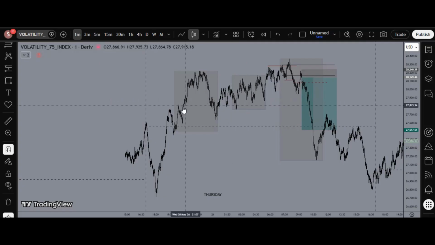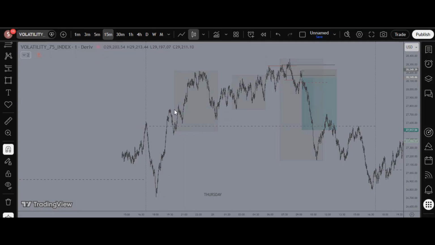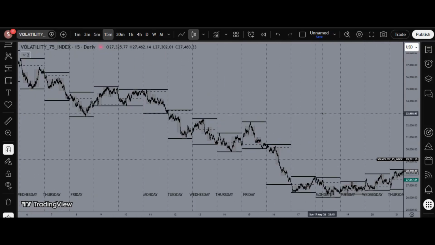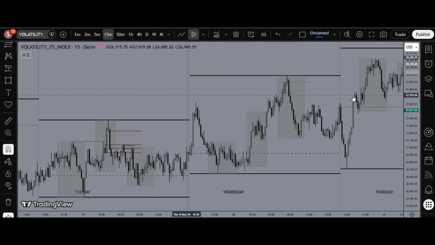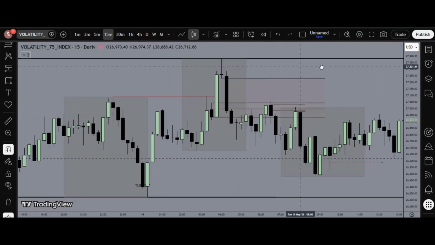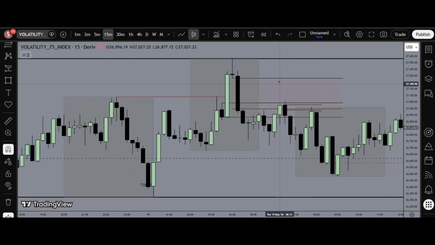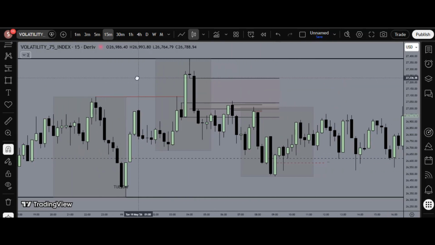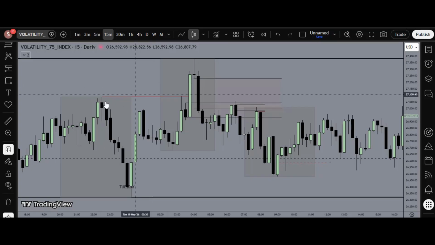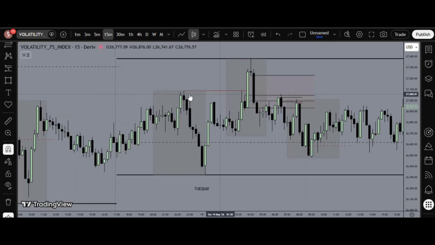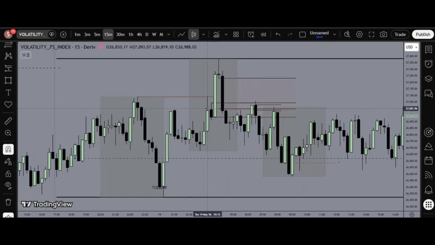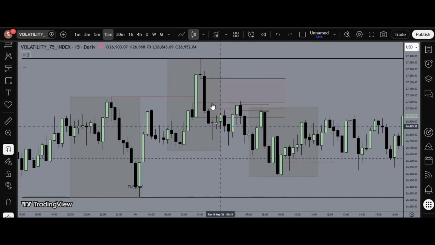Okay, that's it. So let's look at another example on V75. Stay on 15 minutes. This one. Alright guys, I don't want this video to be too long. Just showing you recent trades. So price took Asian high. That is a major liquidity pool. Okay. Now look at what happened.